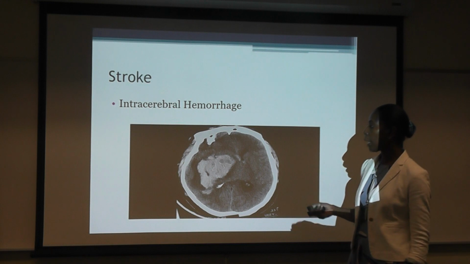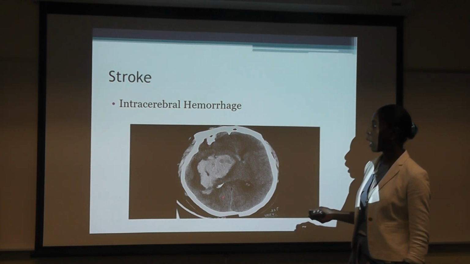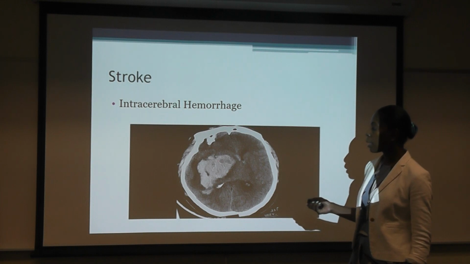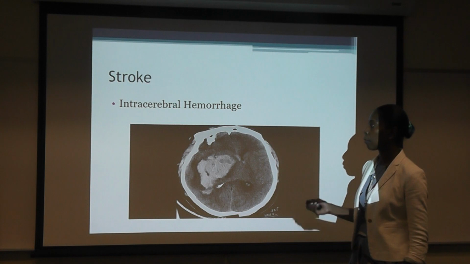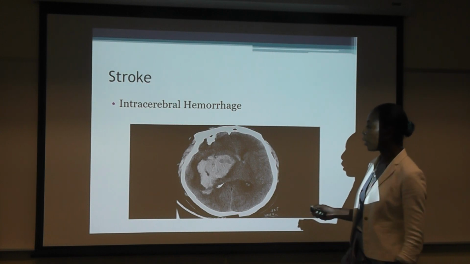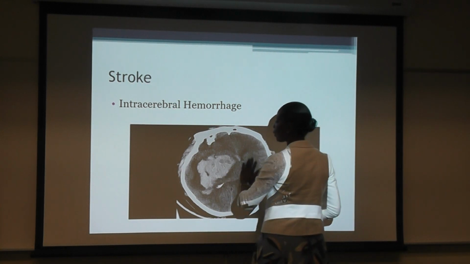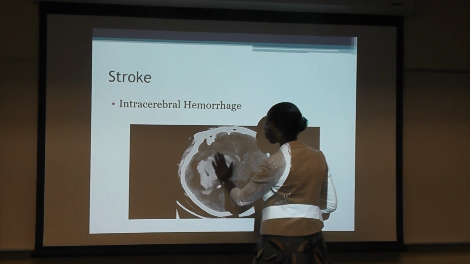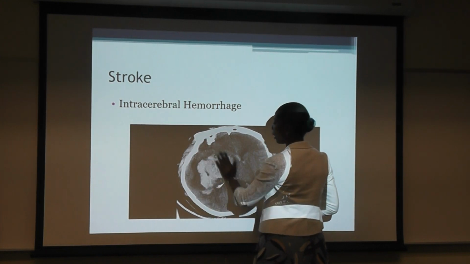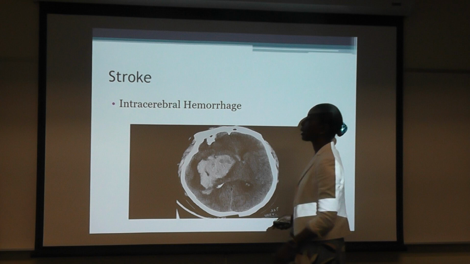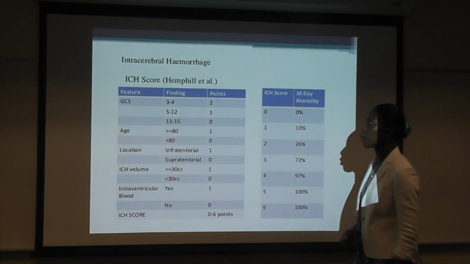This is what it looks like. Remember, on CT the ischemic area was black, and on CT the hemorrhage or the hemorrhagic area is white. Okay, this is an intracerebral hemorrhage. These are the cerebral hemispheres. This is the blood in the cerebral hemispheres. It's not out here. It's actually in the brain parenchyma itself. That's an intracerebral hemorrhage. Okay.